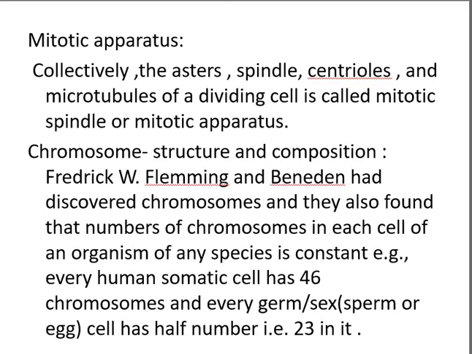Flemming and Beneden had discovered chromosomes, and they also found that the number of chromosomes in each cell of an organism of any species is constant. For example, every human somatic cell or body cell has 46 chromosomes, and every germ or sex cell, for example sperm or egg cells, has half the number, that is 23 chromosomes in sperm or egg.